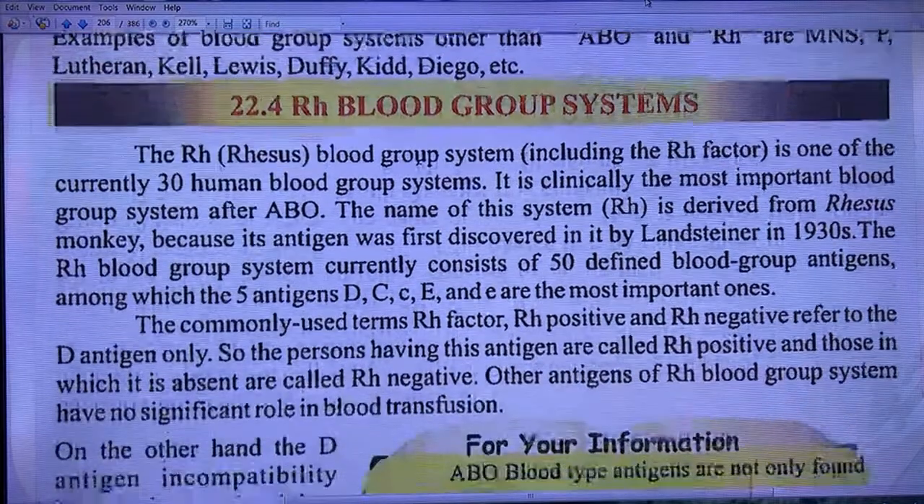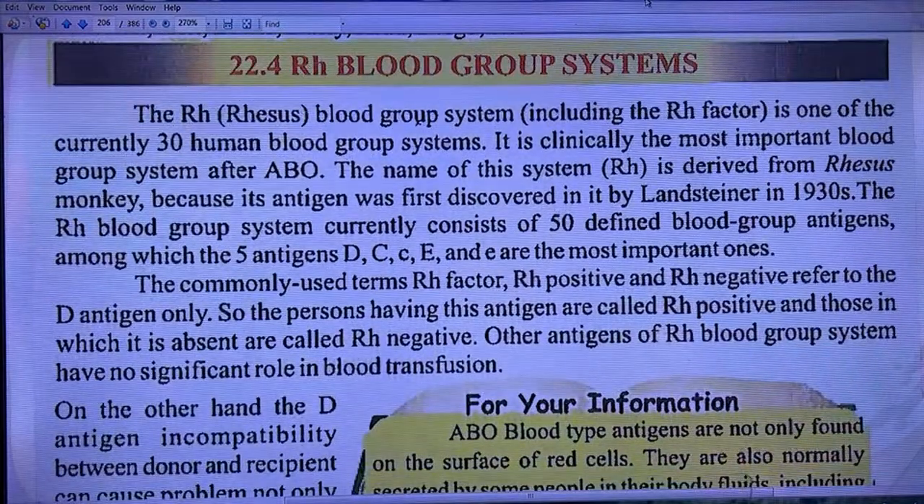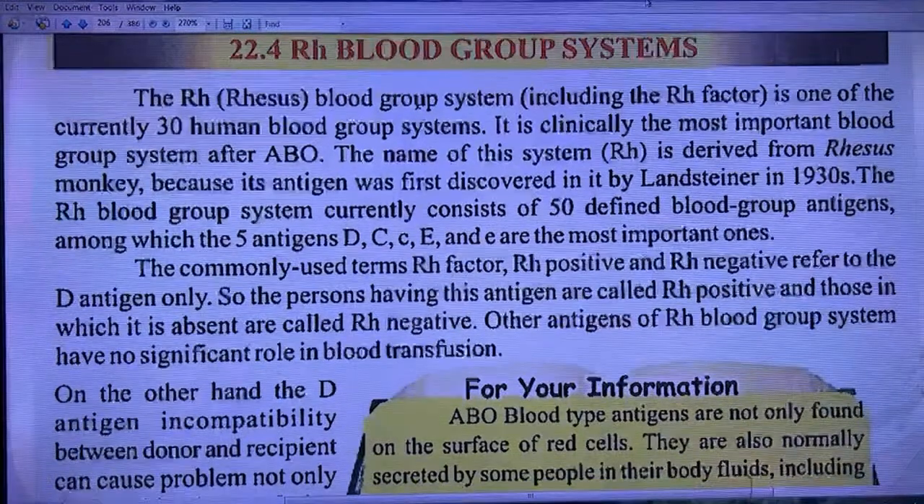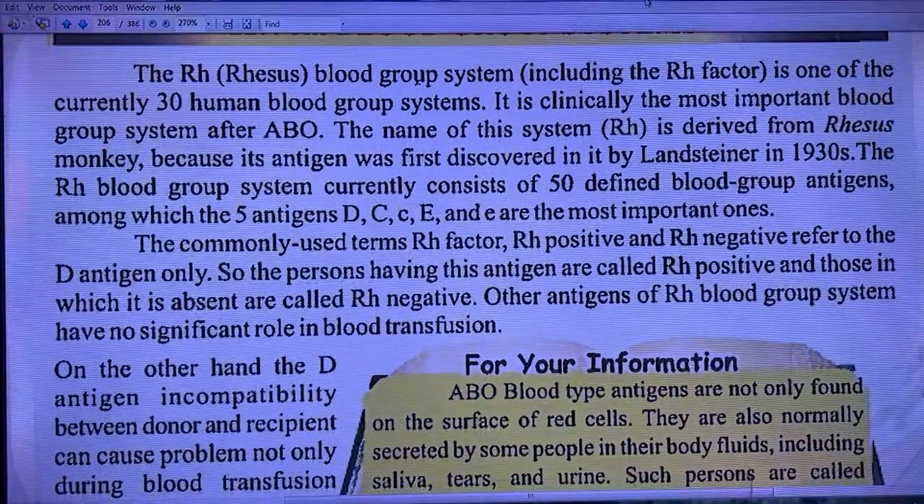Rh blood group system. The Rh rhesus blood group system, including the Rh factor, is one of the currently 30 human blood group systems. It is clinically the most important blood group system after ABO. The name of this system, Rh, is derived from the rhesus monkey, Macaca rhesus, because its antigen was first discovered by Landsteiner in 1930s.